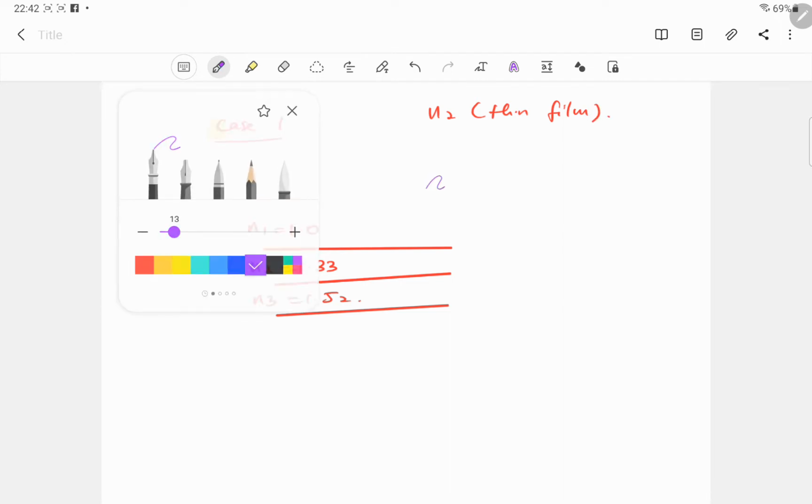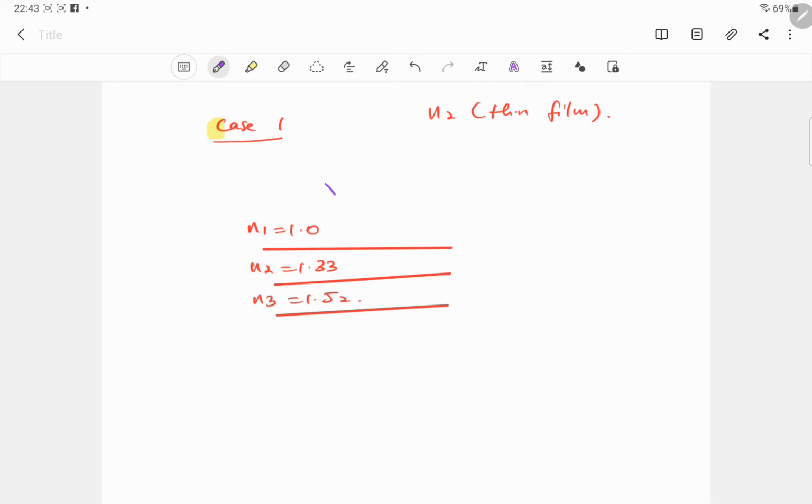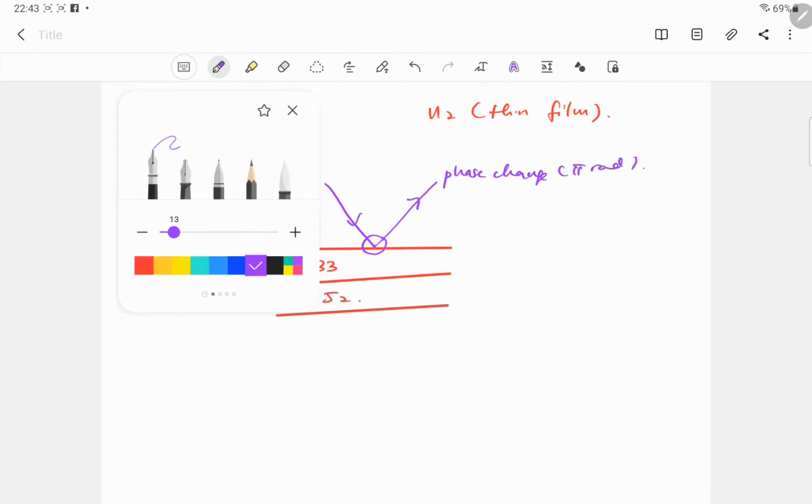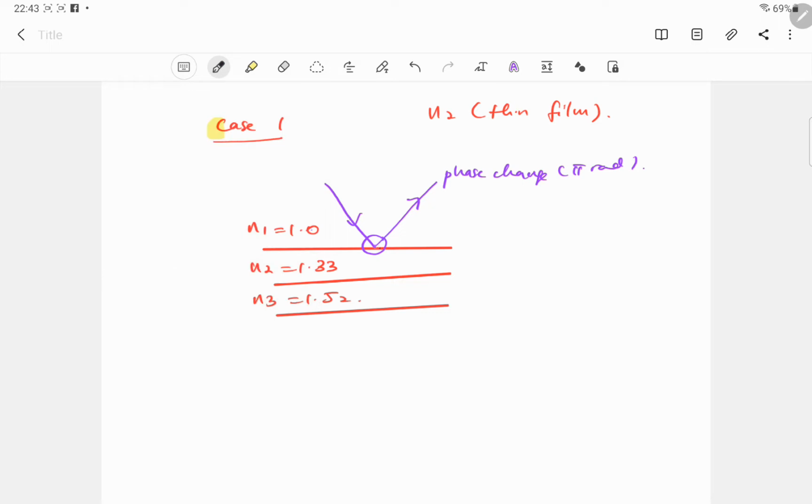Okay, so the light ray is incident on the first medium. Okay, and then reflect. So this one from the less to denser medium. Okay, less to denser medium. So we have phase change pi radian. Okay, so the light ray travels lagi, okay, pada thin film, and then reflected ray, reflect.